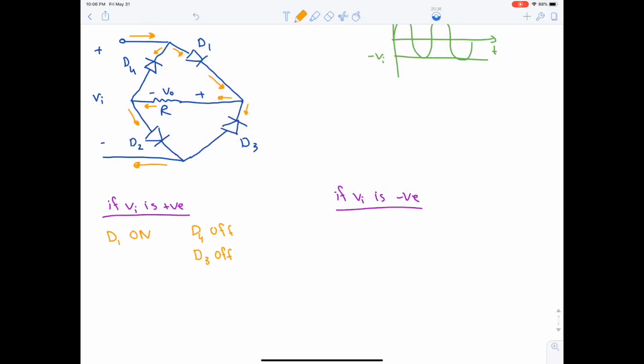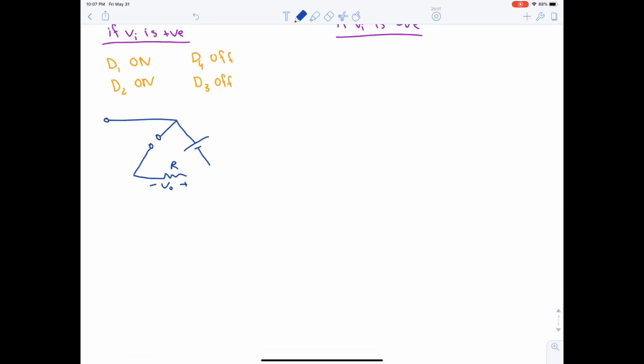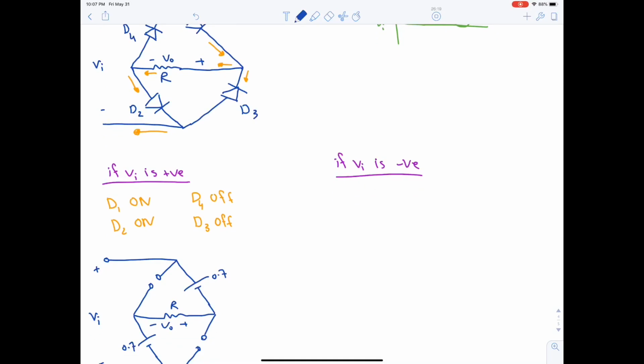So it will continue like this, and it will not flow in this direction because D3 already became off. Okay. So D2 is on. Let's redraw the circuit. It will look like this. Voltage source, open circuit, a resistor with V output. This is another voltage source. This is open circuit. Okay. This is VI and V output. The values here are 0.7 and 0.7. Okay.